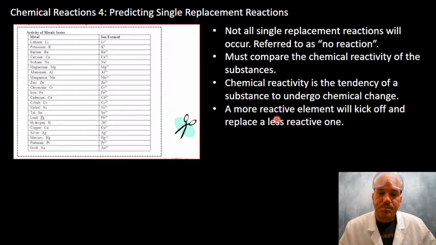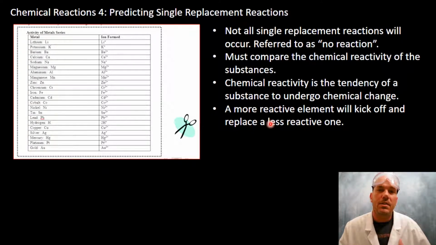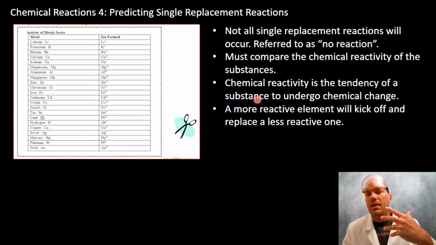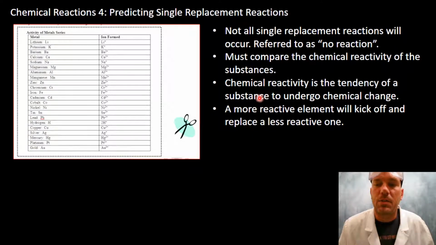All right, so not all these reactions occur. When you encounter a reaction that is not favorable and will not occur, we're going to just simply refer to that as no reaction, or NR. And in order to predict this for single replacement reactions, you have to look at something called the chemical reactivity of the substances. And that is simply the tendency of a substance to undergo a chemical change.